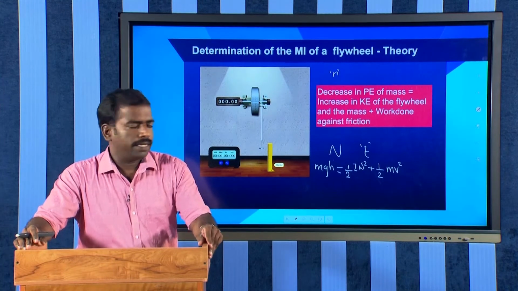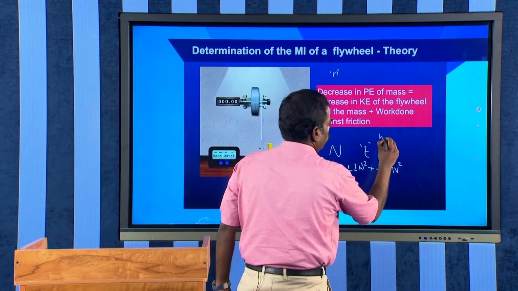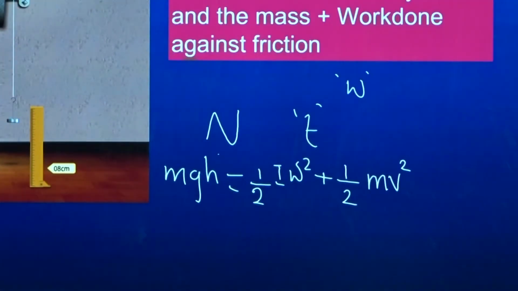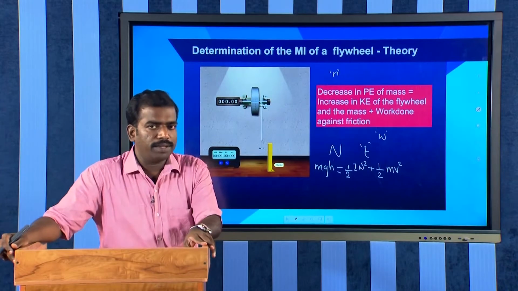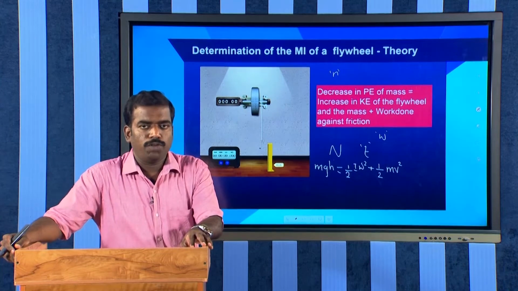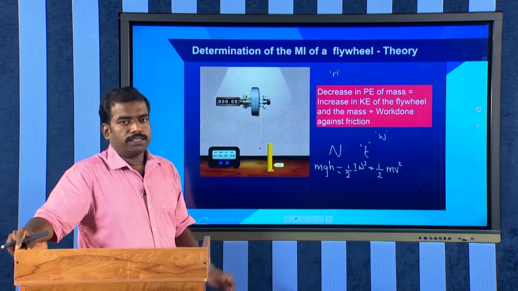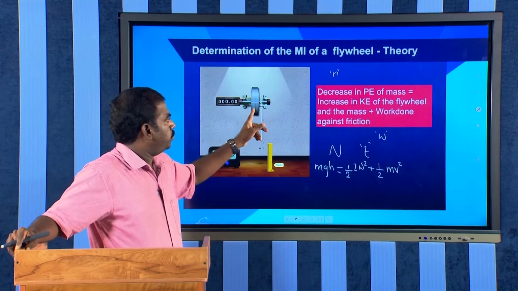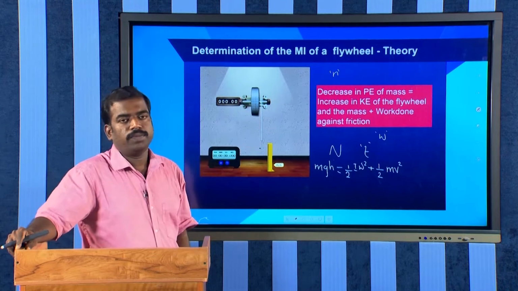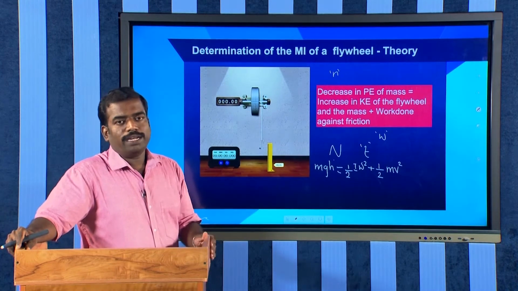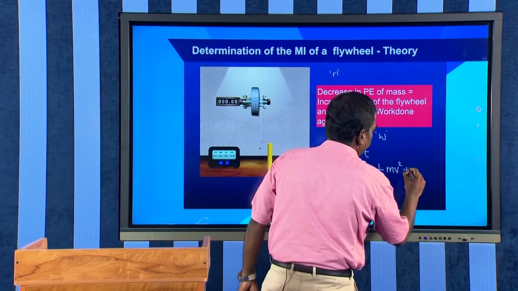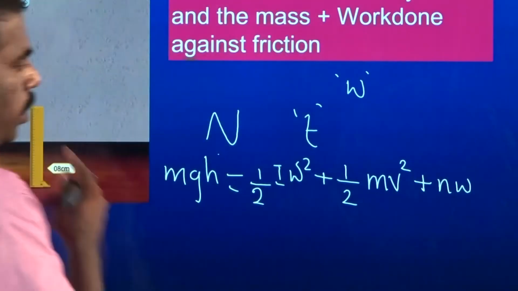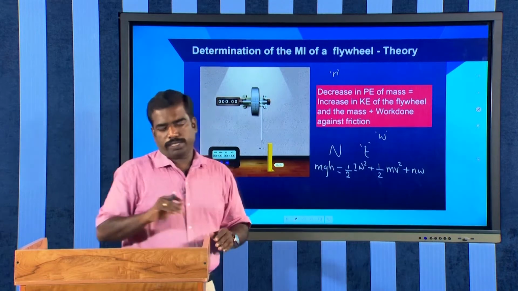we are just assuming that small w be the work done against the friction per rotation, or in a single rotation, of the flywheel. So, if it makes small n rotations, so in the initial stage it is making small n rotations, then the work done to overcome n rotations is given by nw. Okay. So, this is the equation.